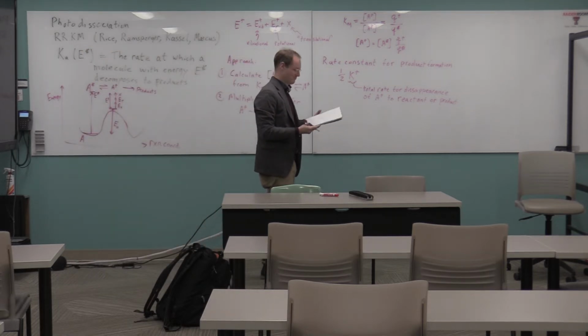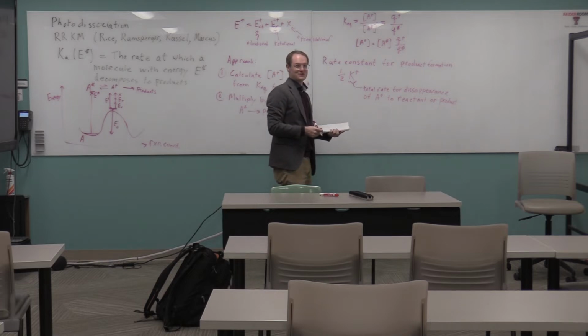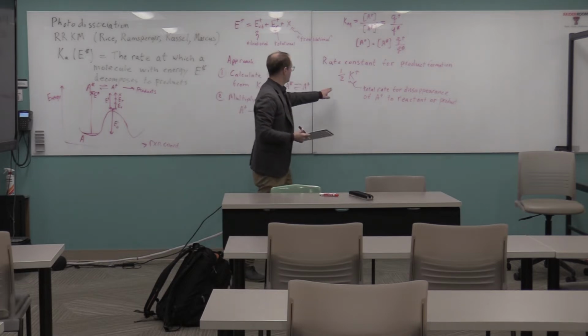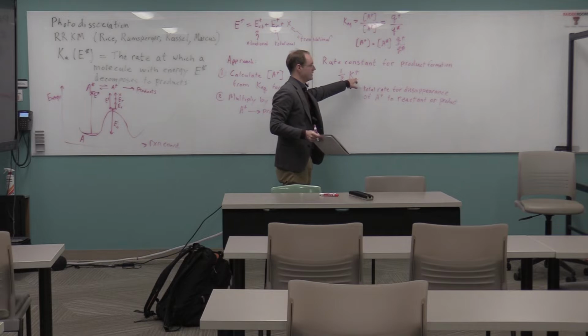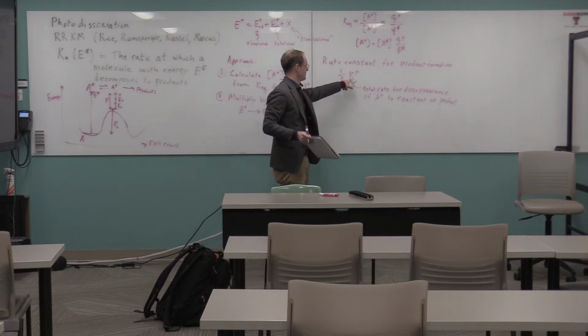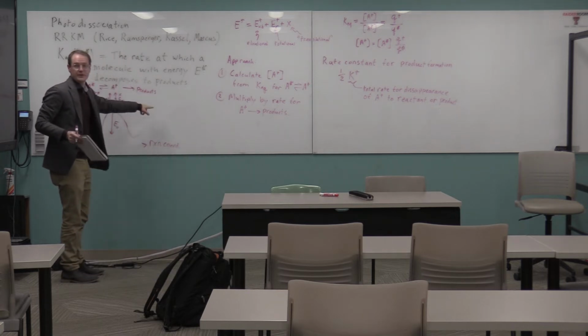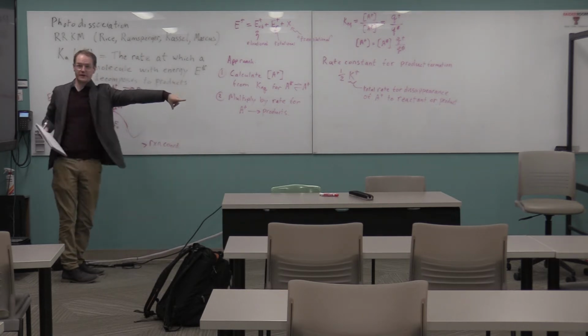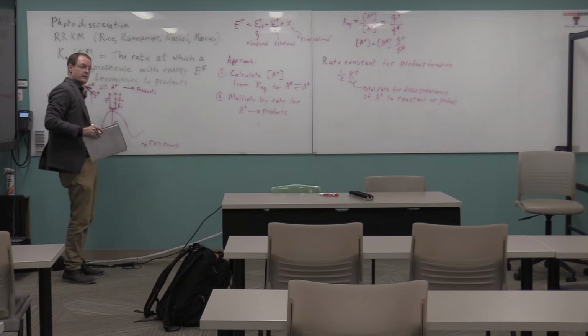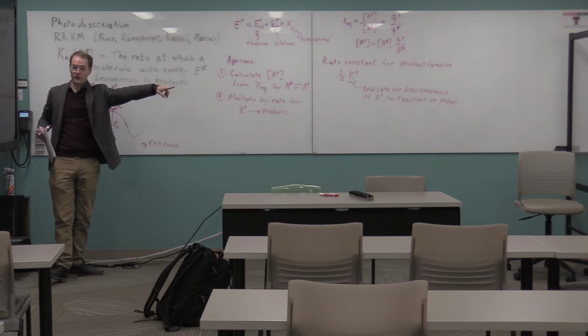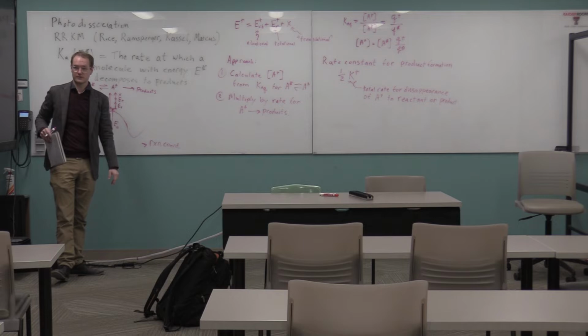Okay? Question? Why 1/2? So K plus is just the rate at which this activated complex is moving across the barrier. But it could be moving this way or it could be moving this way. And only the ones that are moving towards the product well react.